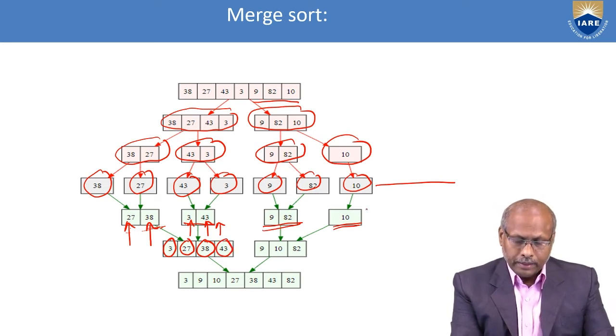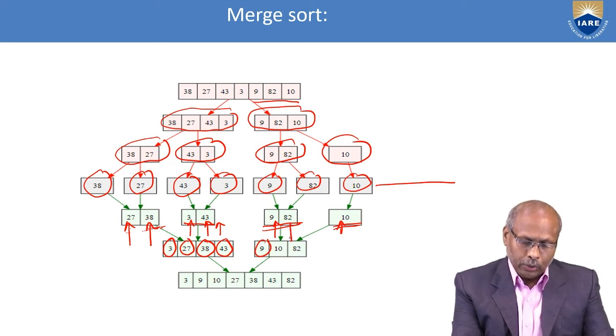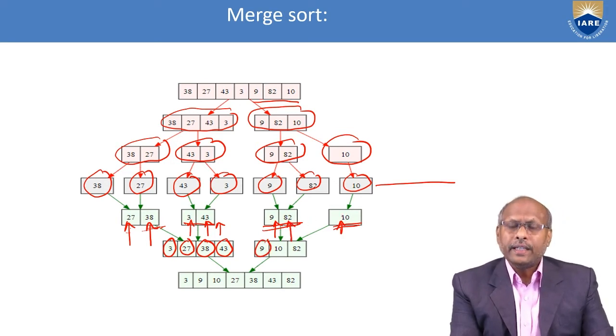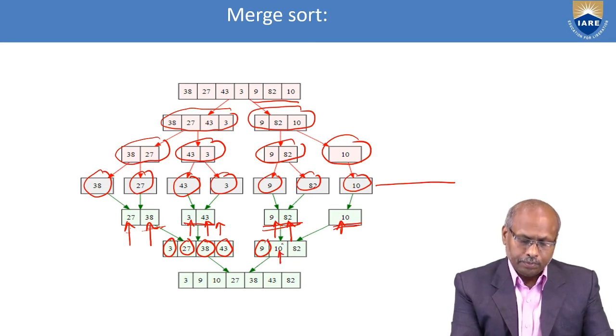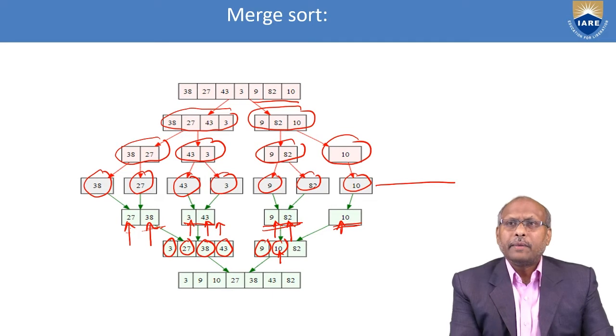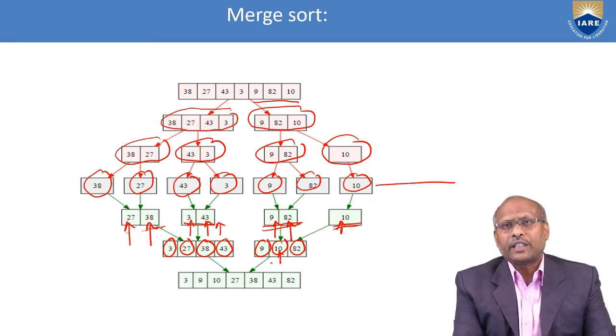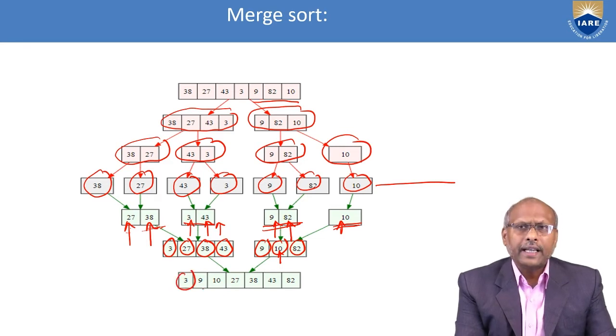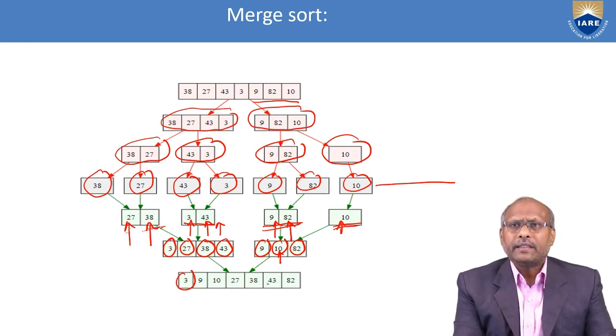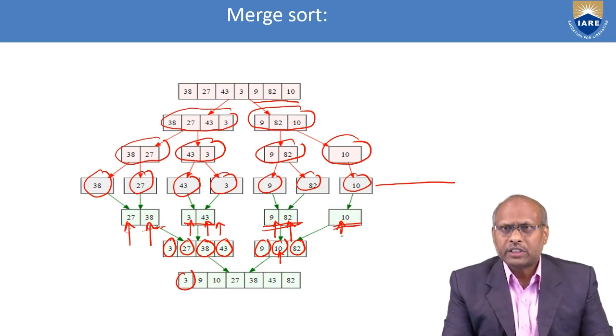Similarly, in this half, 9 and 82 merge, and here is 10. Now these two will be merging. It will compare 9 with 10. 9 is smaller, so 9 is copied. Then the control has come here, and 82 and 10. 10 is smaller, so 10 has come here. Then the remaining 82, it will copy here. Now these two will be merging. While merging, it will sort. So 3 comes first, and then 9, and then 10, and 27, 38, 43. So this is the process of merge sort.